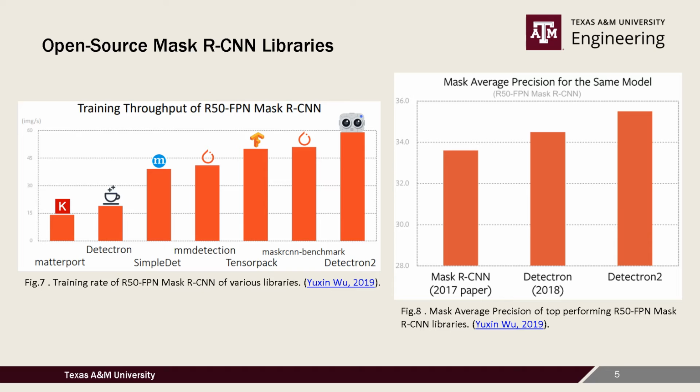These are some metrics that were used in selecting the best Mask RCNN library for the use of this project. Looking at these charts, it is clear that Detectron2 outperforms all other open-source Mask RCNN libraries because it has the fastest training rate as well as the highest mask average precision. Detectron2 is developed in PyTorch and was produced by Facebook's AI Research team. The models of this project were trained and tested using Detectron2 and Google Colab documents.